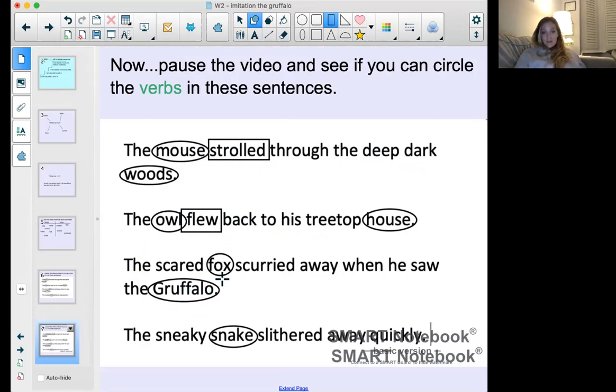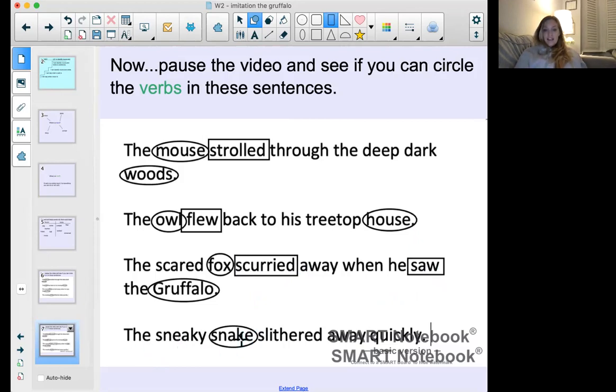The scared fox scurried away when he saw the Gruffalo. Now this one's quite tricky because it's a bit of a longer sentence. I bet you'll get at least one of them. Let's see if you can get two. The scared fox scurried, that's right. Scurried, moved quickly. Scurried away when he saw. Now the second verb is saw. When he saw. If you're seeing something, you are looking with your eyes. And he saw the Gruffalo.